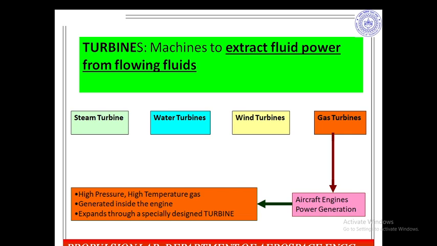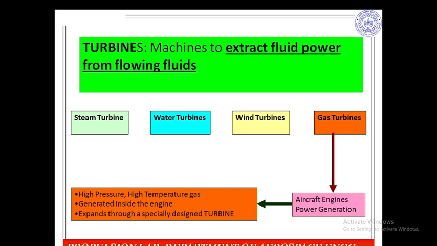Here you can see the types of turbine. We can say that this turbine can be run with steam, with water, with wind, and with the help of burnt gases. So we can name it as a steam turbine, water turbine, wind turbine, or gas turbine.